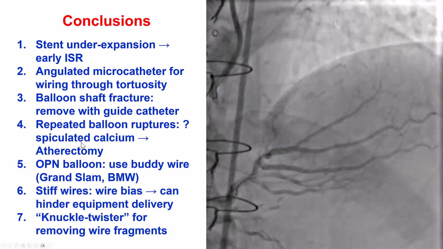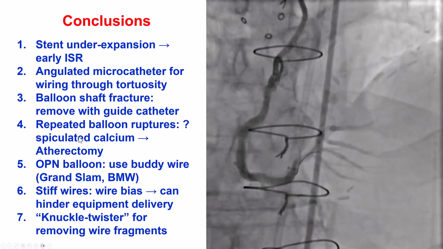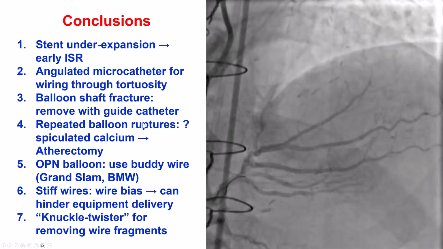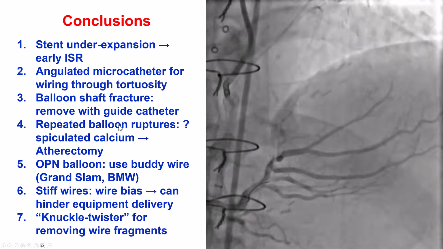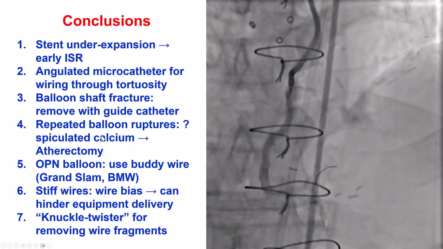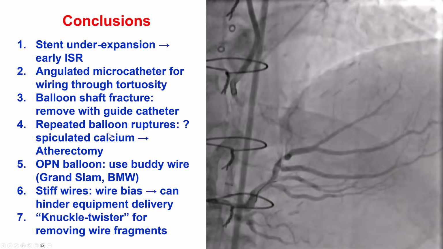We had repeated balloon fractures, which is something that creates a lot of concern because balloon rupture can lead to perforation. And the way we solved this problem in this case was by doing rotational atherectomy with a 1.5 and then a 1.75 millimeter burr.